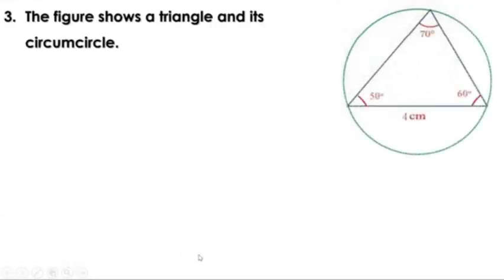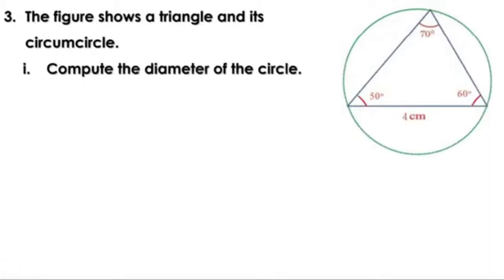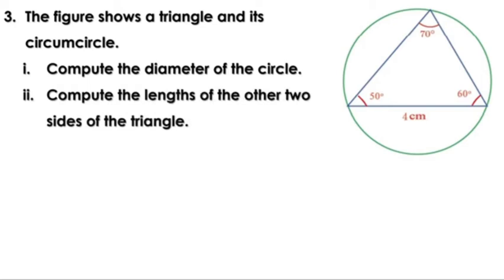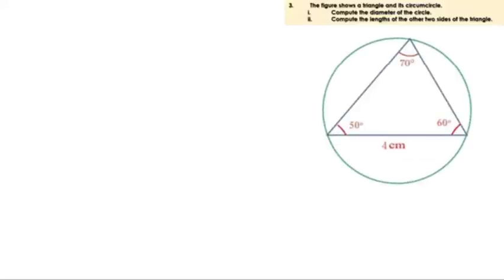Okay. Next is the third question. The figure shows a triangle and its circumcircle. First, compute the diameter of the circle. Second, compute the lengths of the other two sides. So we have to use the same property: the length of the chord is double the radius into the sine of half of the central angle. The length of the chord is given. First we have to find the diameter of the circle. For that, consider the property: the length of the chord is equal to 2r sin 70.